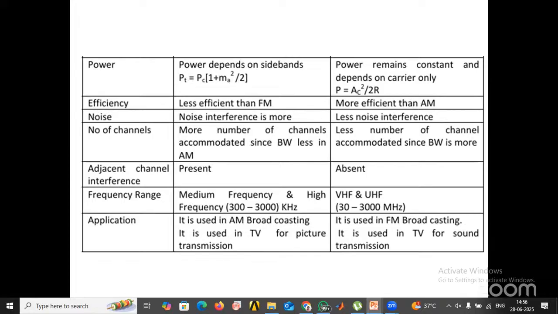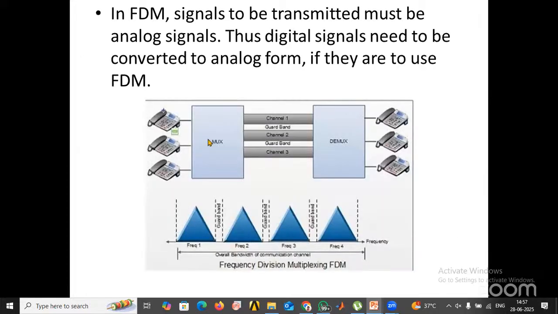So presently we are discussing analog systems. In case of analog systems, there are two types of multiplexing we are using: one is frequency division multiplexing, another one is time division multiplexing. Frequency division multiplexing means in the same carrier, multiple frequencies are divided into slots. Each and every frequency slot will be allocated to one user, and communication is made.